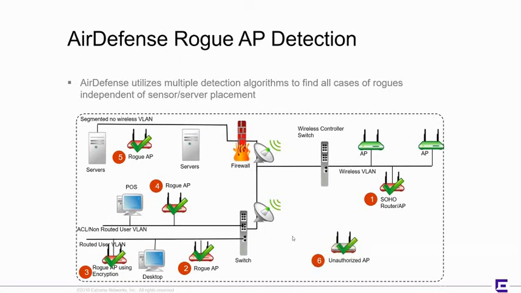And then another one is an AP sitting in the car park, we call this evil twin. So some of the onboard WIPS on the controller can only do 1 and 6, but 2, 3, 4, 5 cannot be detected by the WIPS that is coming from the controller. So you need AirDefense. AirDefense can detect all this.